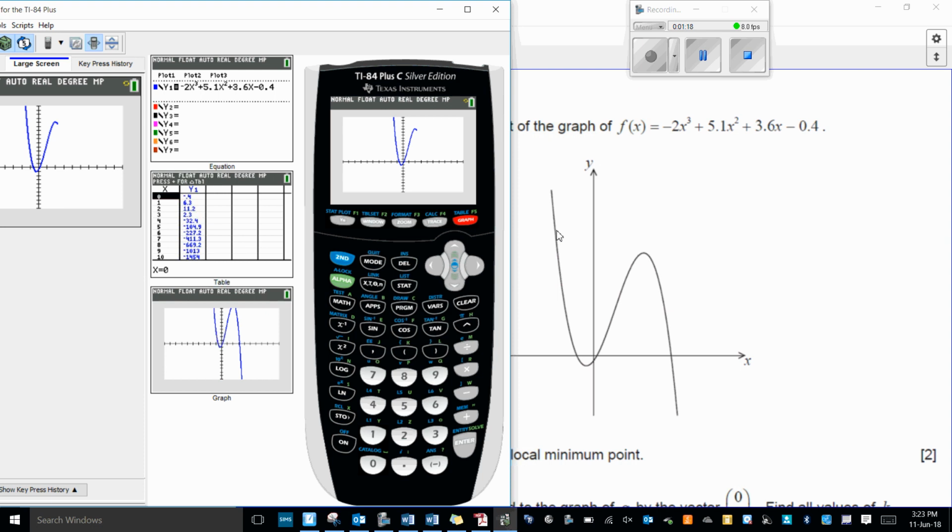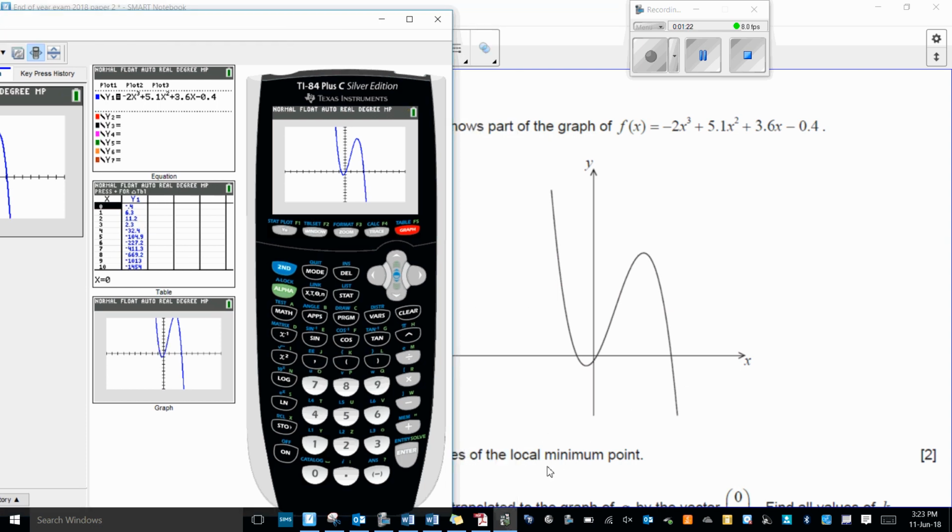Okay, now it says find the coordinates of the local minimum point. You may not remember what a minimum point is, but looking at this picture, I would hope that even any of you would stab a guess at this one being the minimum point. But even if you hadn't remembered, you could do this. You could do second calc, and you're finding the minimum point.